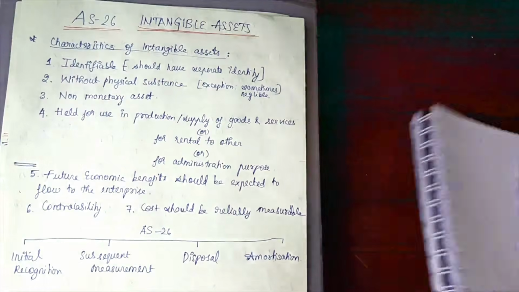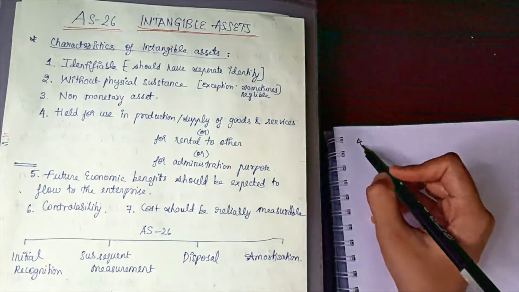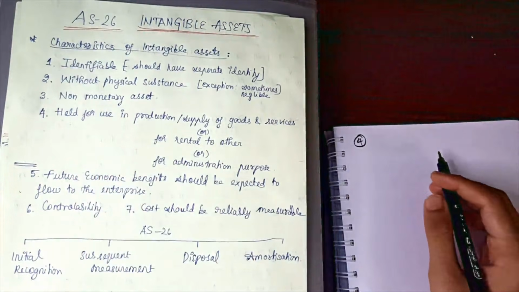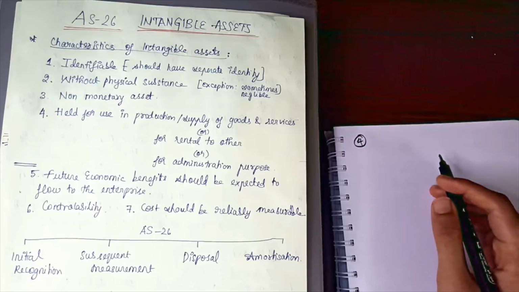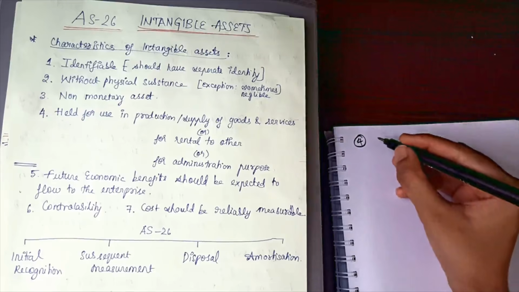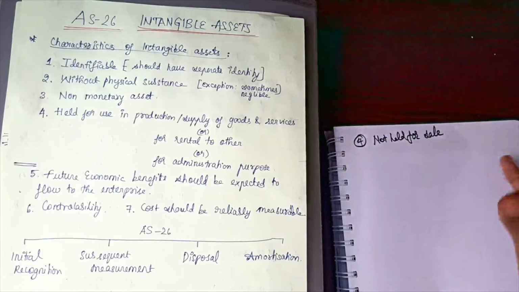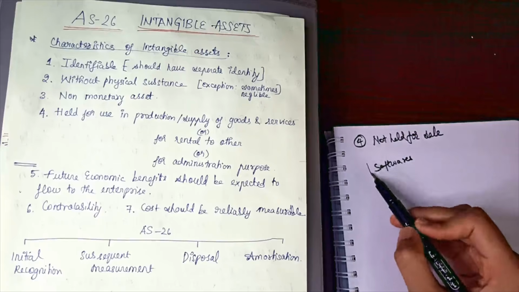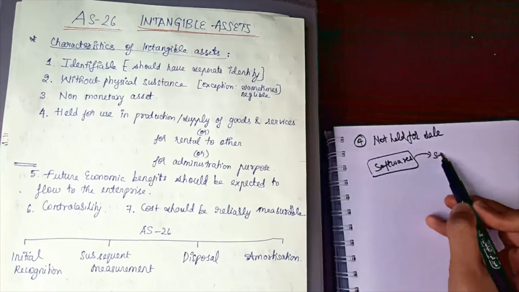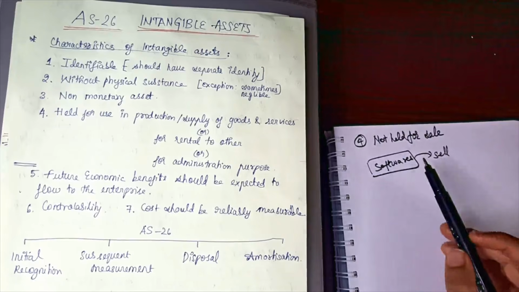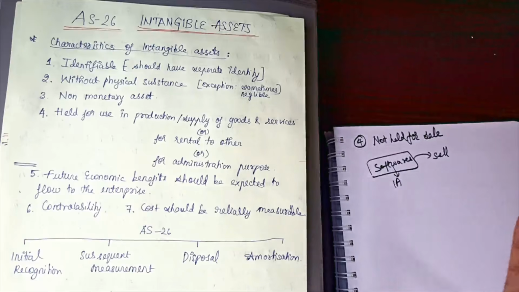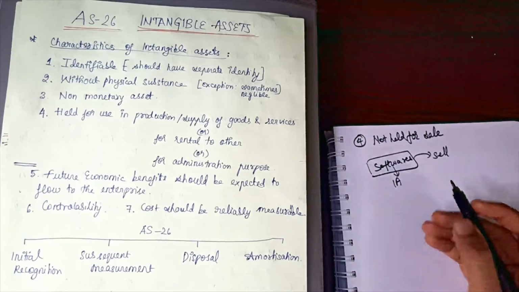Next, what you have is held for use in the production or supply of goods or services. What does this mean? Held for use means not held for sale. Suppose, for example, you have some software and you run a business where you sell this software. Software is an intangible asset. But the software which you hold now is for sale.